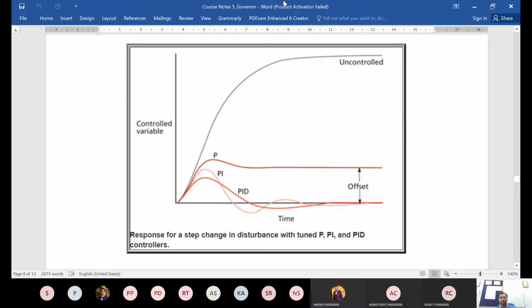Any questions on this? The PI, PID controller control mechanisms?